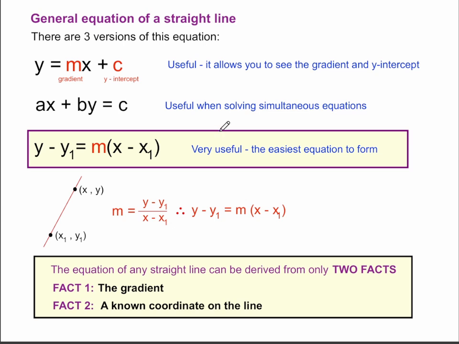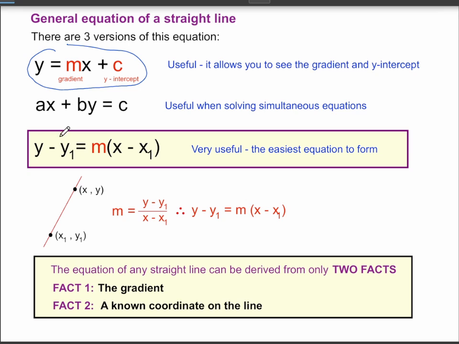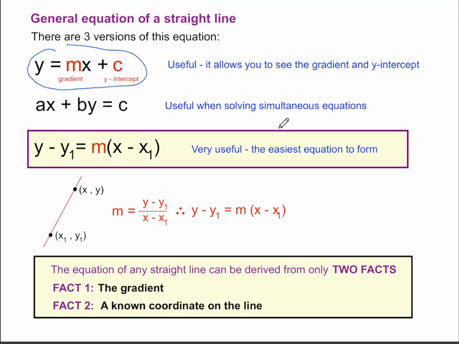The general equation of a straight line. There are three ways you can write this. The most common way we have learned in IGCSE is y equals to mx plus c, where m is the gradient and c is the y-intercept. And this helps you because straight away you can see what the y-intercept is, and the gradient, just from the equation. Second one is this right here, ax plus by equals c. And this one helps you solve simultaneous equations, because this format right here is exactly the format you need for simultaneous equations. And finally, we have this thing right here, which is a different one from what you have seen, but it's the easiest equation to form.